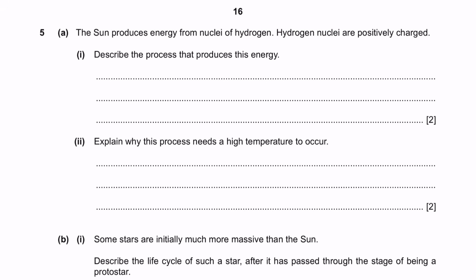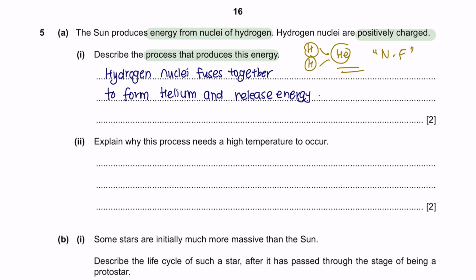The final question, 5. A. The Sun produces energy from nuclei of hydrogen. Hydrogen nuclei are positively charged. This here is when hydrogen atoms fuse together to form helium. We call this nuclear fusion. Describe the process that produces this energy. So we'll repeat what is being explained here.